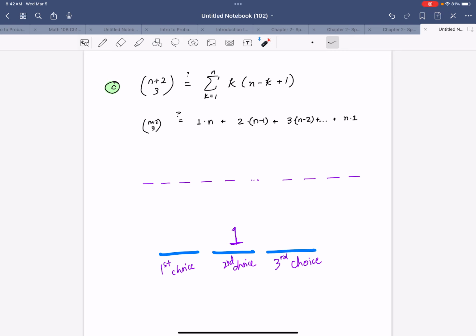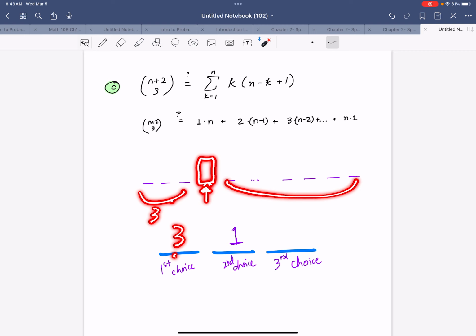So for instance, say we are assuming that whatever is this object or this element is going to be in our set. Well, now we have 3 choices for what goes here, and what would that be? N minus 2 choices for what goes here. And this is assuming that one of our choices is going to be this 4th item right here.